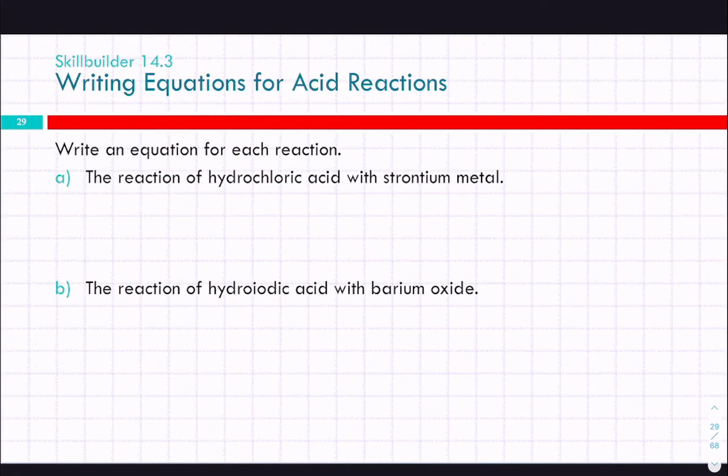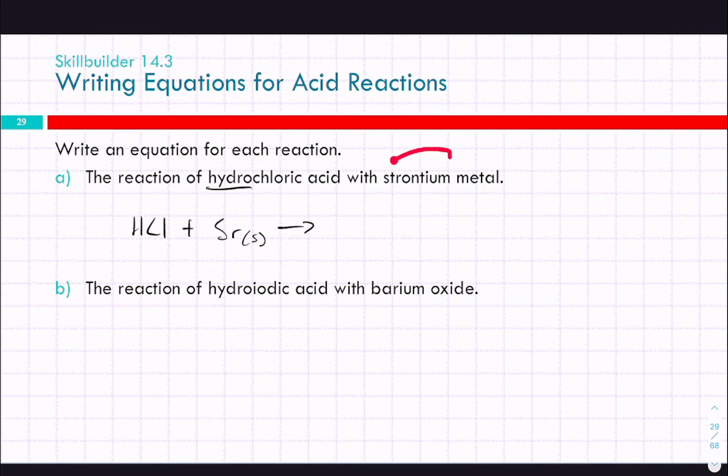All right, so write an equation for each reaction. So again, this is where nomenclature is important. Hydrochloric acid reacting with strontium metal. So those are going to be our two reactants. Hydrochloric acid is HCl. And we know that it's not an oxyacid because it's hydrochloric acid. This prefix tells us that it's just a binary acid. And then reacting with strontium metal is just going to be strontium. So this is strontium metal, that's a solid.